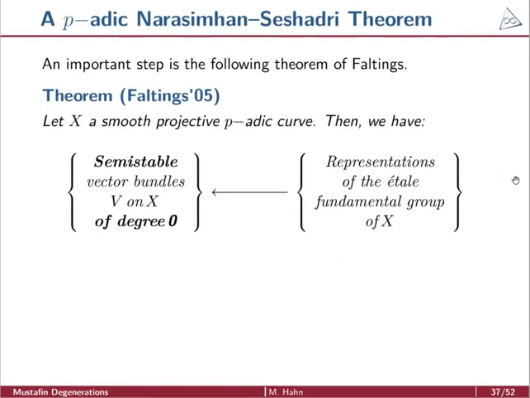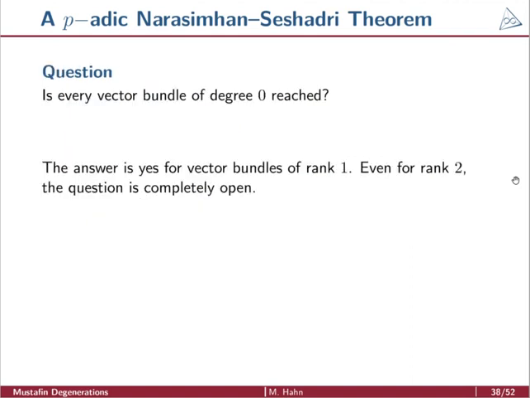So every representation of the étale fundamental group, so we have to move to the étale fundamental group for some technical reasons, induces a semi-stable vector bundle on this curve x of degree 0. So the stable vector bundles are replaced by the semi-stable vector bundles of degree 0. But other than that, this is the exact same theorem, but it's only one direction of this theorem. And the big question is, of course, if the other direction also holds. So this is, and I want to stress this again, this is still an open problem.